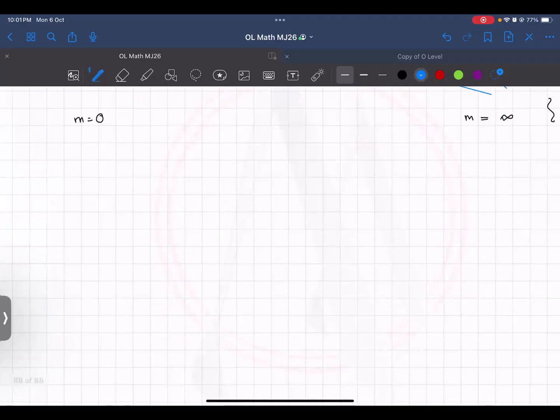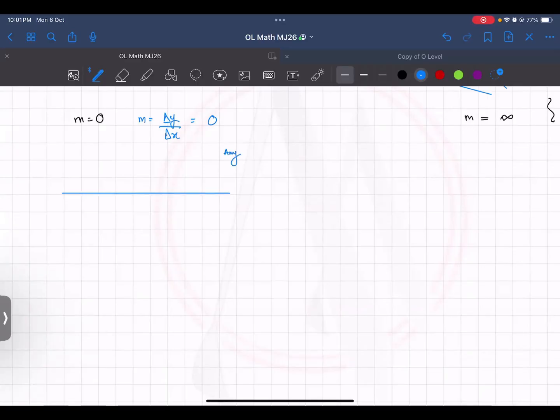A horizontal line has a gradient, change in y upon change in x, equal to 0. This means that y is not changing. There is zero change in y when your x is changing, isn't it? So this means that your line is horizontal.